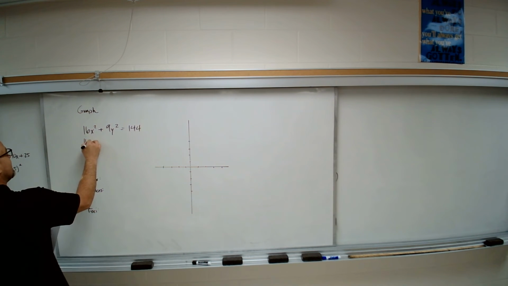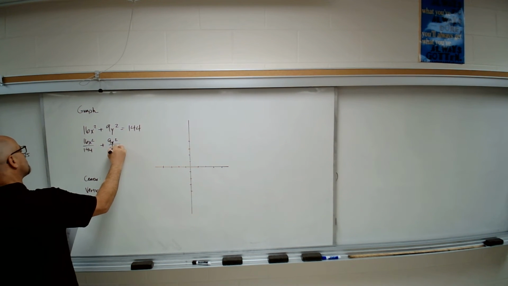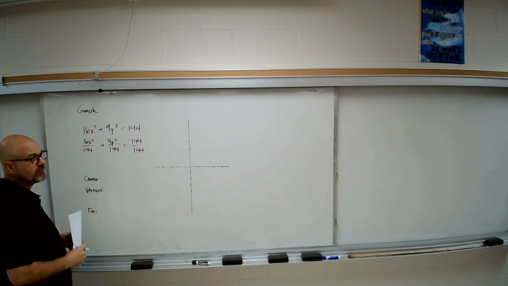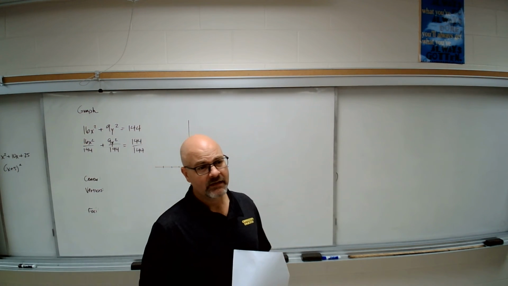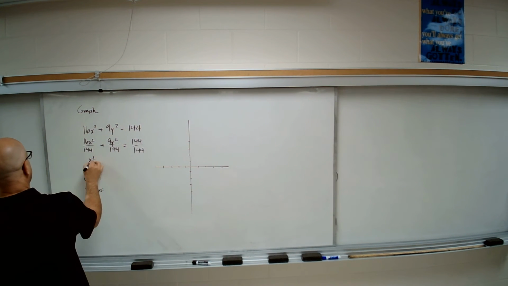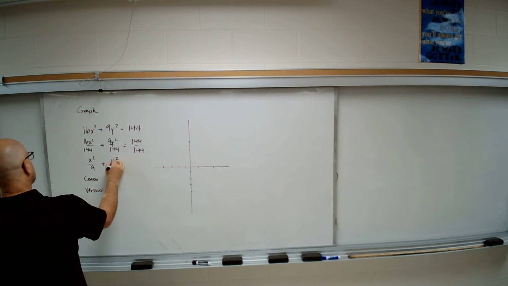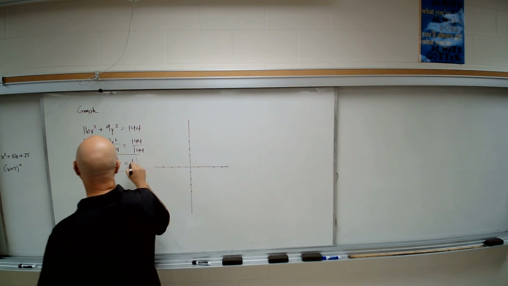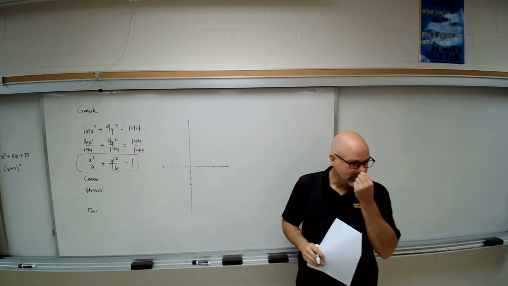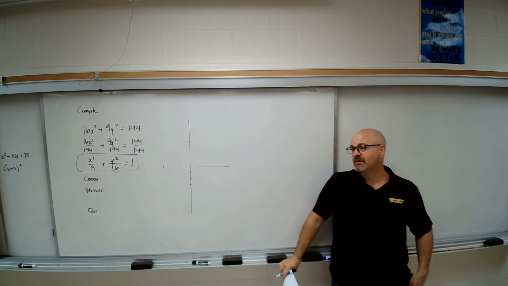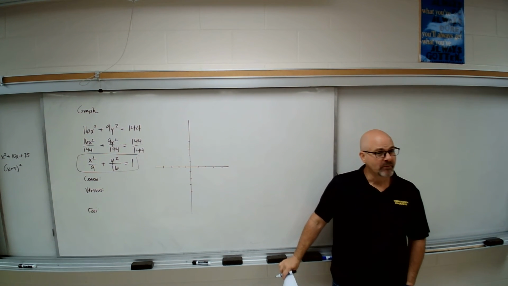And when we do that, we'll get 16x squared over 144 plus 9y squared over 144 is 144 divided by 144. And then at this point, we can simplify, and we get x squared over 9 plus y squared over 16 equals 1. So that's actually the equation that we want to graph right there. So part of this deal sometimes is you're going to have an equation where you have to modify it to get it into a form that you're familiar with.